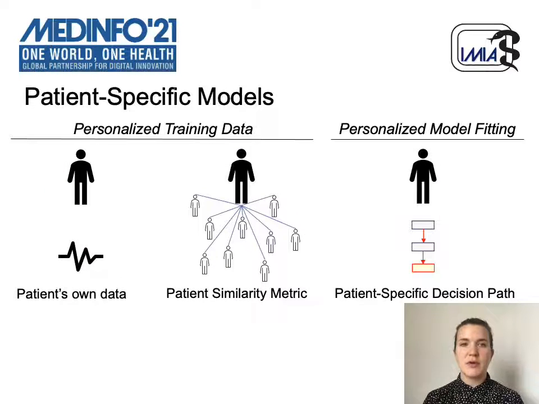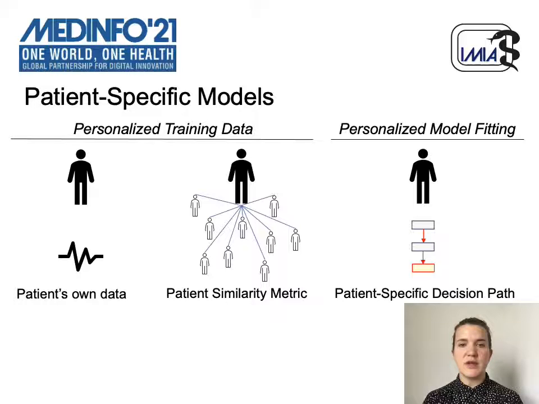And so there are several approaches to constructing patient-specific models. Some involve personalizing the training data set itself, either by using information exclusively from the patient of interest or by using a patient similarity metric to identify patients in the training data that are similar to our patient of interest, and then performing standard population machine learning, model fitting, and feature selection to construct a predictive model.